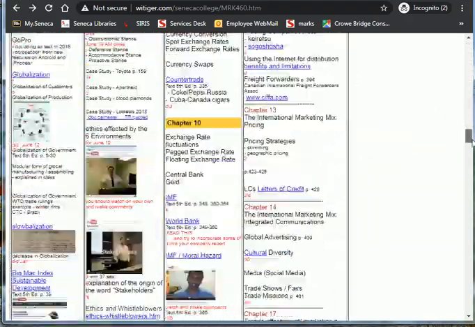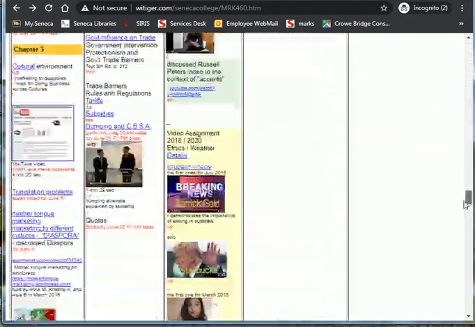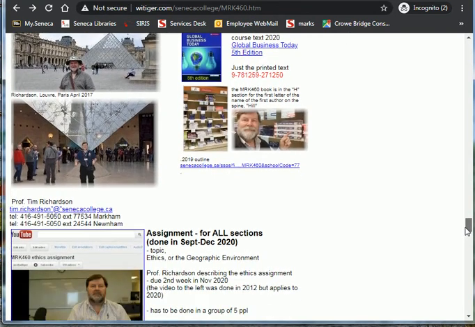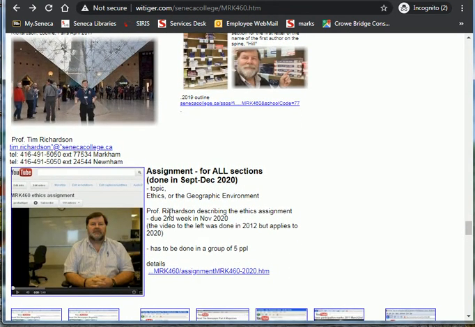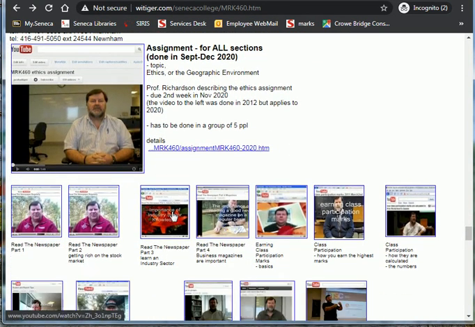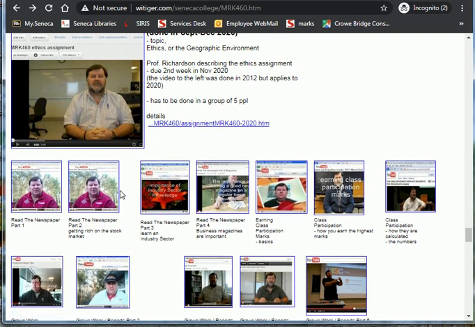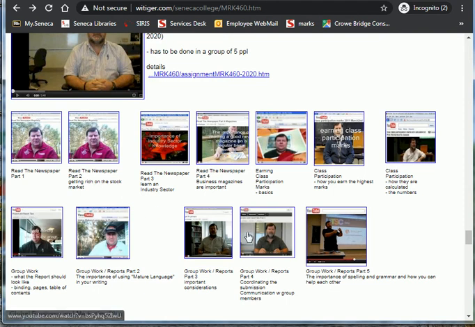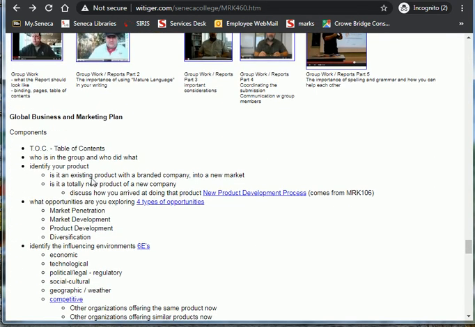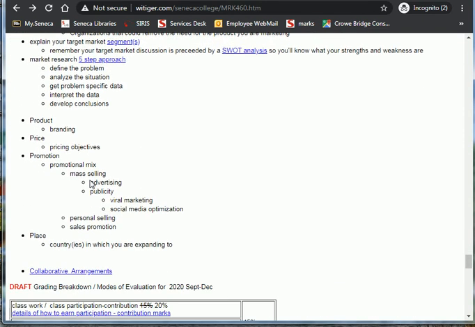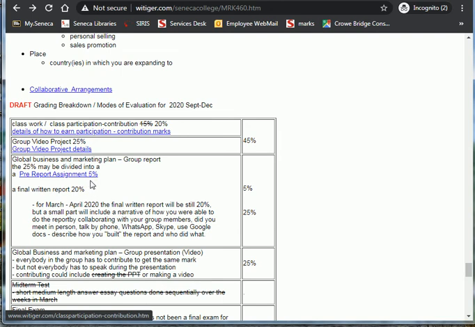Now, if you go further down this page, right past this section here, which is the sort of detailed outline, you also get some description of the assignment that you're going to be doing, and also some little videos here about reading the newspaper on a regular basis, which I cannot emphasize enough. Also, some helpful tips about group reports, and also the bare basics of this global business marketing plan, which I'll explain in more detail. And this is also the grading structure.